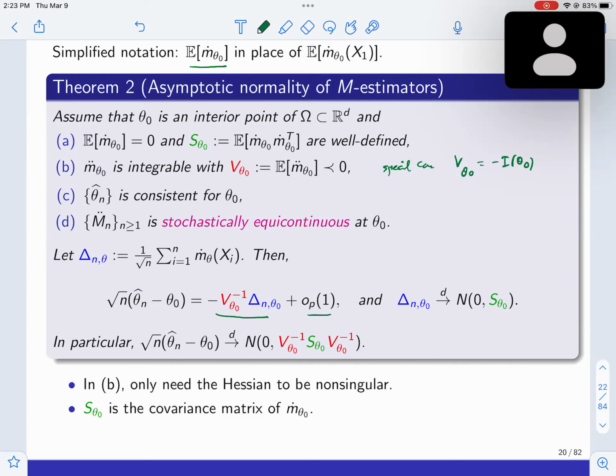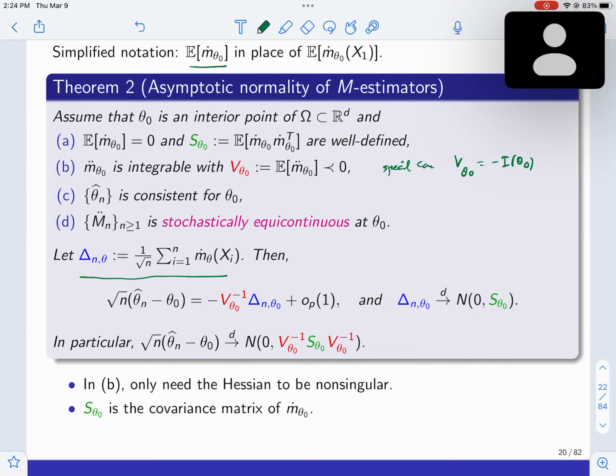So what is the first term? The first term is V theta naught inverse. That's a deterministic matrix, this guy, times this, which is sort of like a weighted, not weighted, but if you think of the root n, or sorry, divide by root n, it would be like the average of those things that look like a score function.